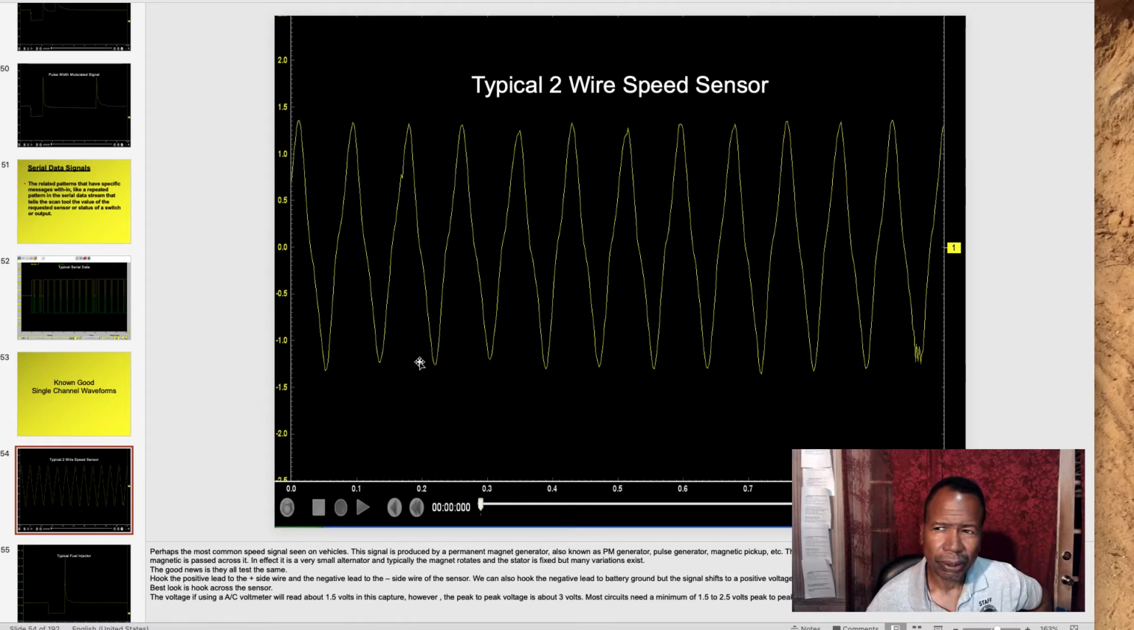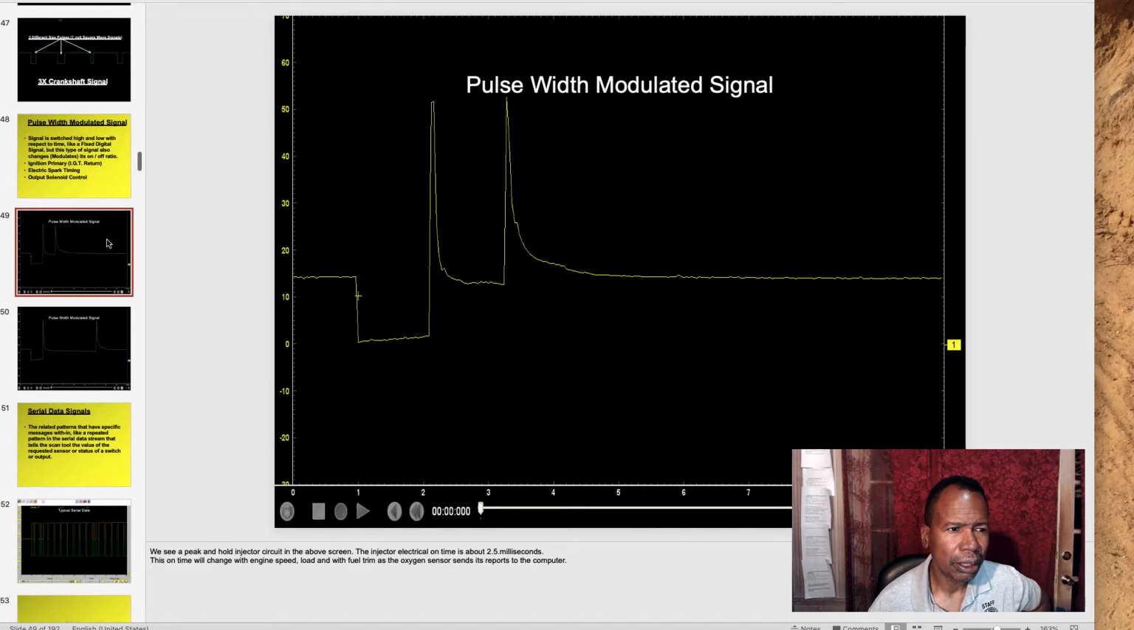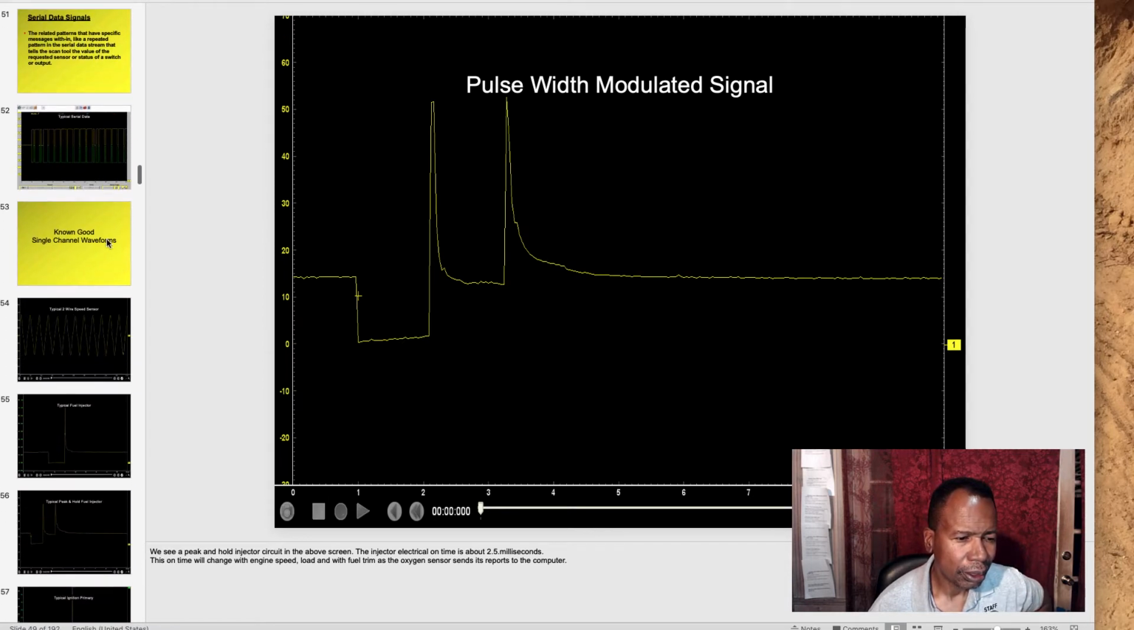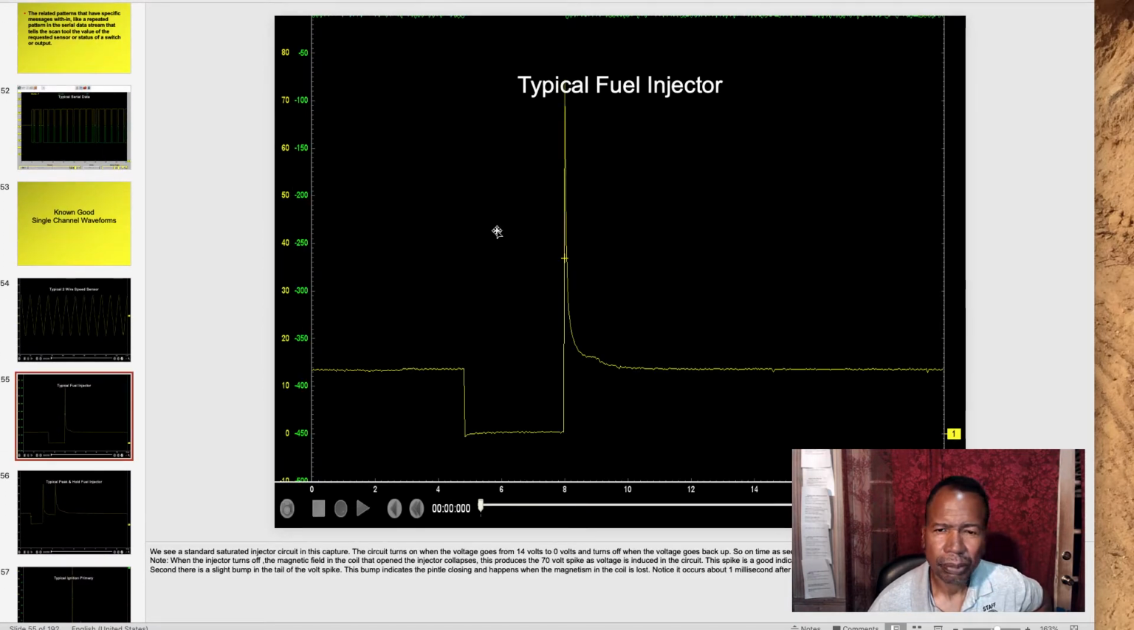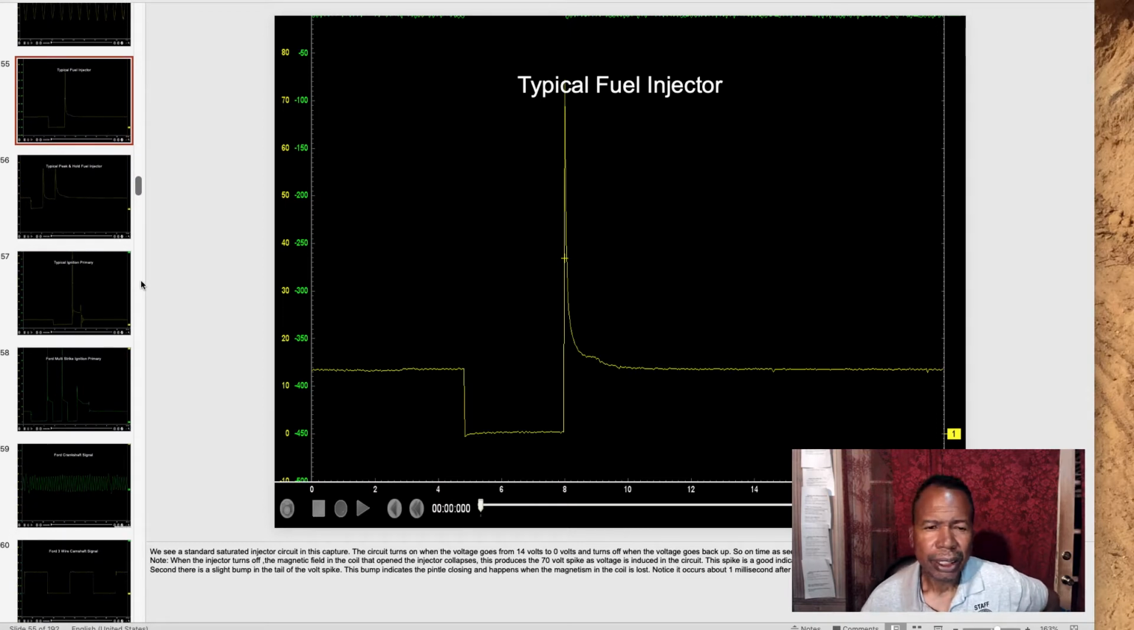Let's look at the next one. Oops, that's not the next one. What's the next one? Here's the next one. Now the next one is a typical fuel injector, a saturated fuel injector.